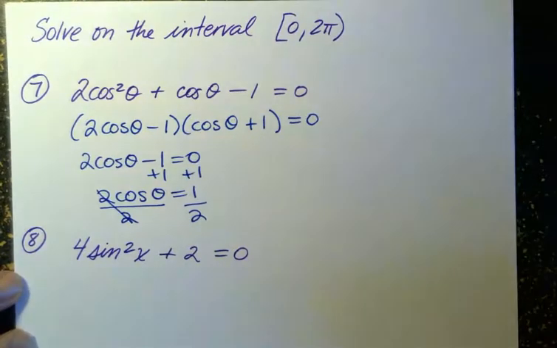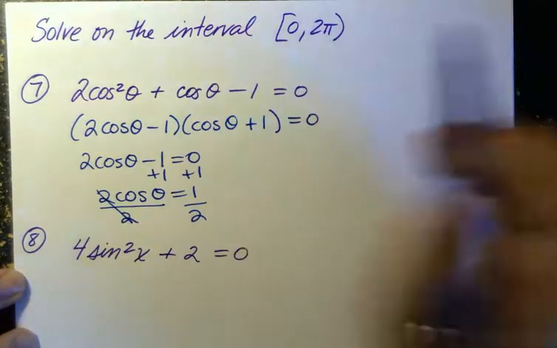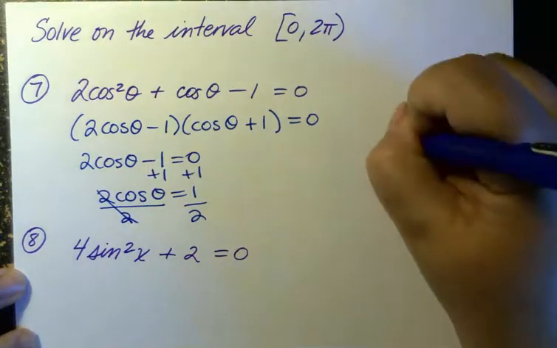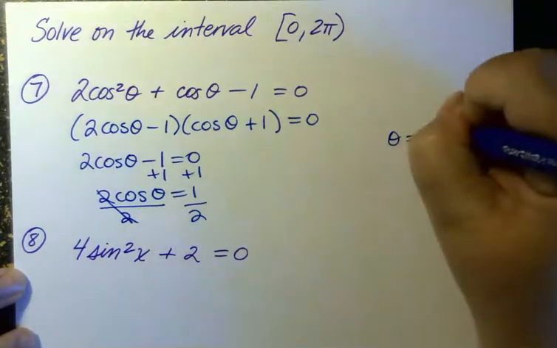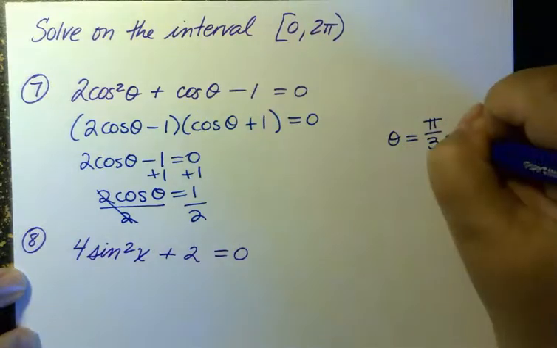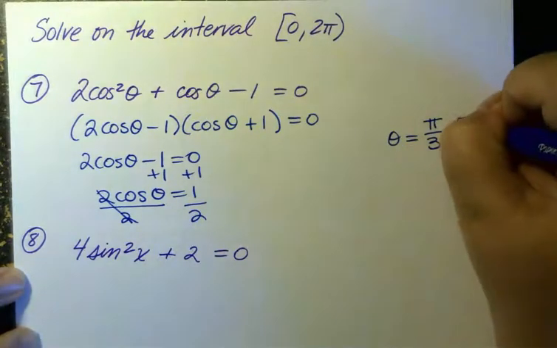Okay, so I want to know here, where does cosine of theta equal 1/2? And we're answering this on the unit circle. Where is cosine theta 1/2? Cosine theta is 1/2 at pi over 3 and also at 5 pi over 3.